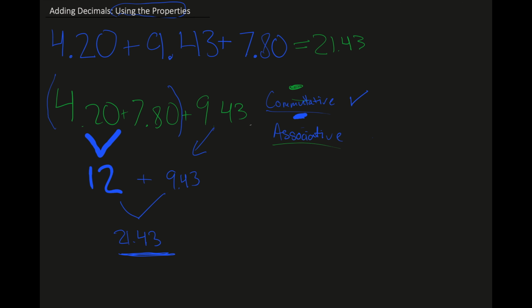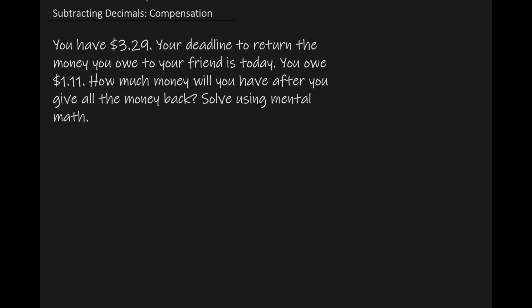Now we're going to be talking about subtracting decimals. We're going to have a word problem to go with this because this will help you understand the method of compensation. That's how we're going to do it in the head. You have $3.29. Your deadline to return the money you owe to your friend is today. You owe $1.11. How much money will you have after you give all the money back?